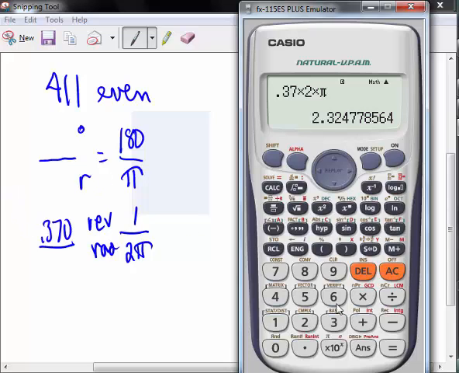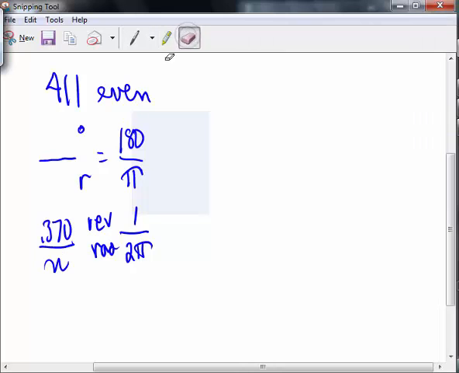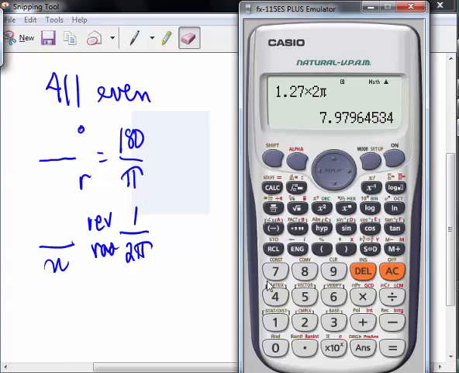Number 6 is 1.27, so we'll take 1.27 times 2 pi, and we'll get 7.98, 3 sig figs. Number 8, we're supposed to convert from radians to revolutions, so now our number is going to go down here on the bottom, and we're looking for the number of revolutions on the top.